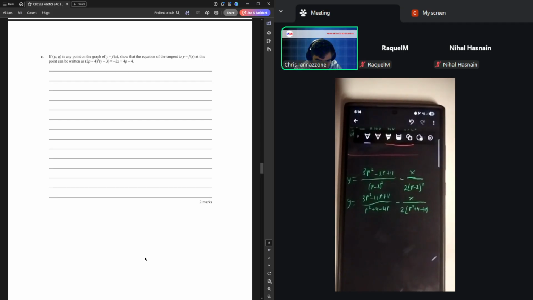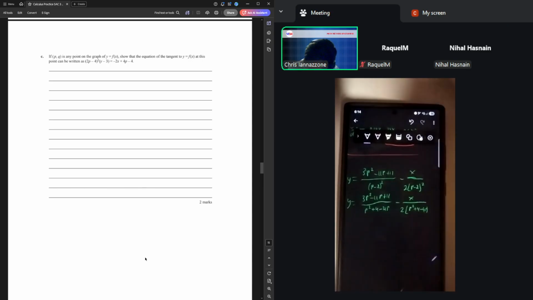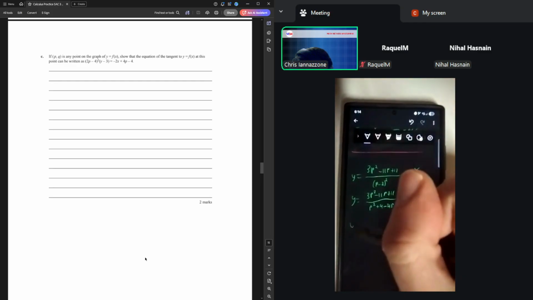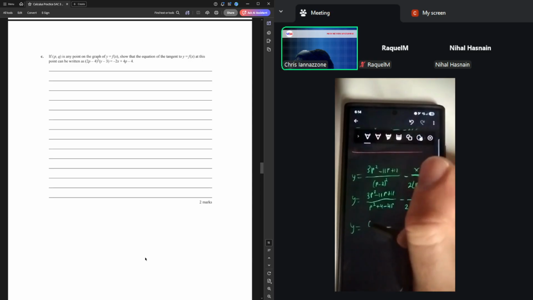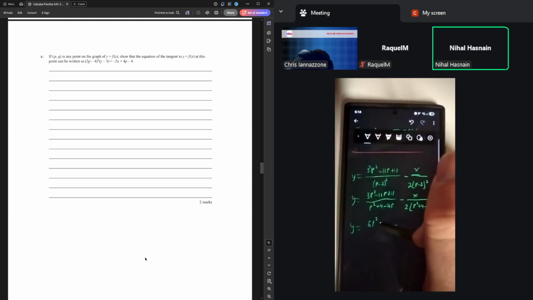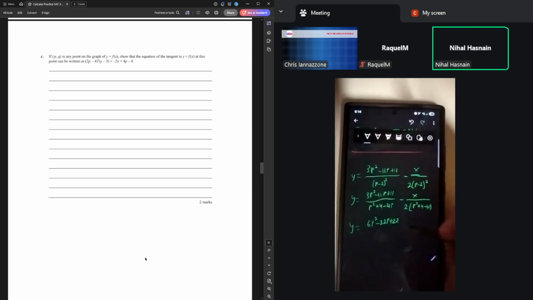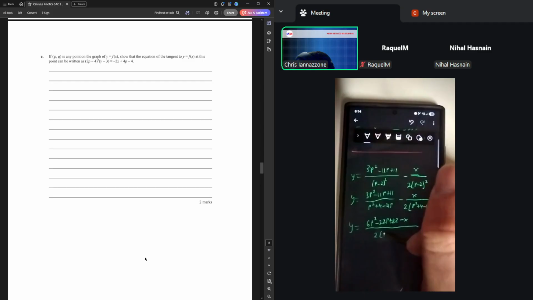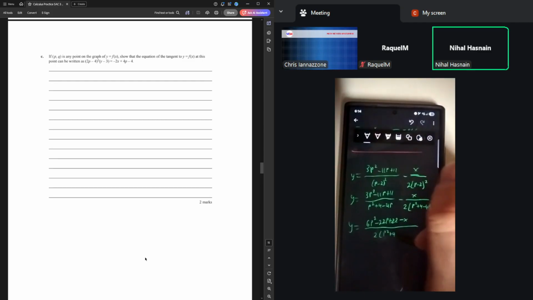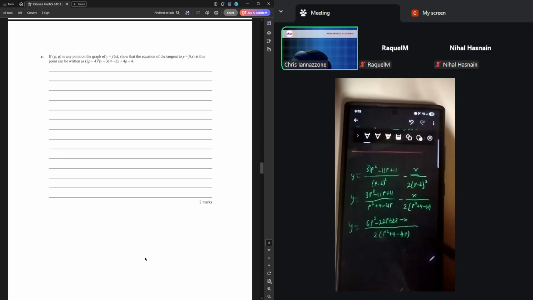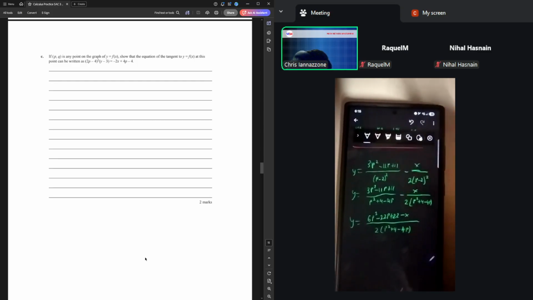What else? Maybe you can join the terms. Joining the terms? Yeah, make them like fractions. Yeah, sure. Multiply the first term by 2. So it's going to get us 6p squared minus 22p plus 22 minus 2x, all over the same denominator, 2 (p squared plus 4 minus 4p). Okay, sure.